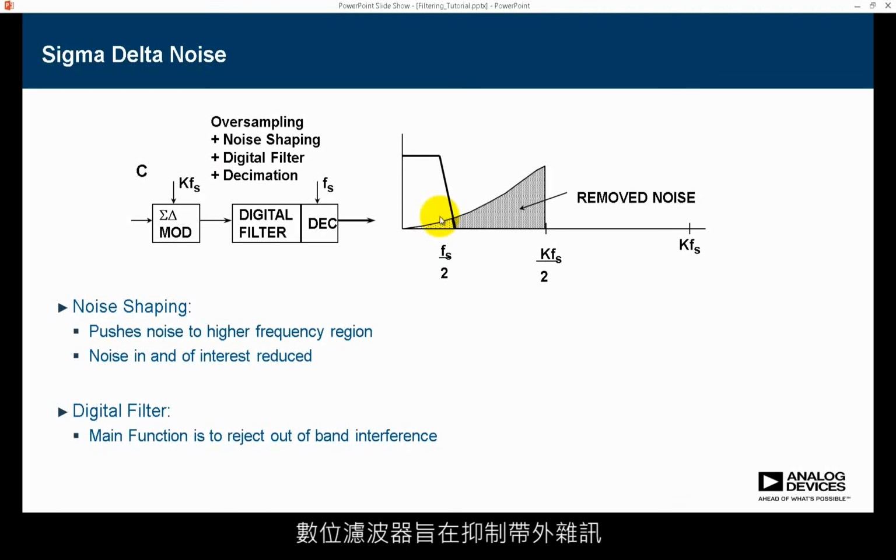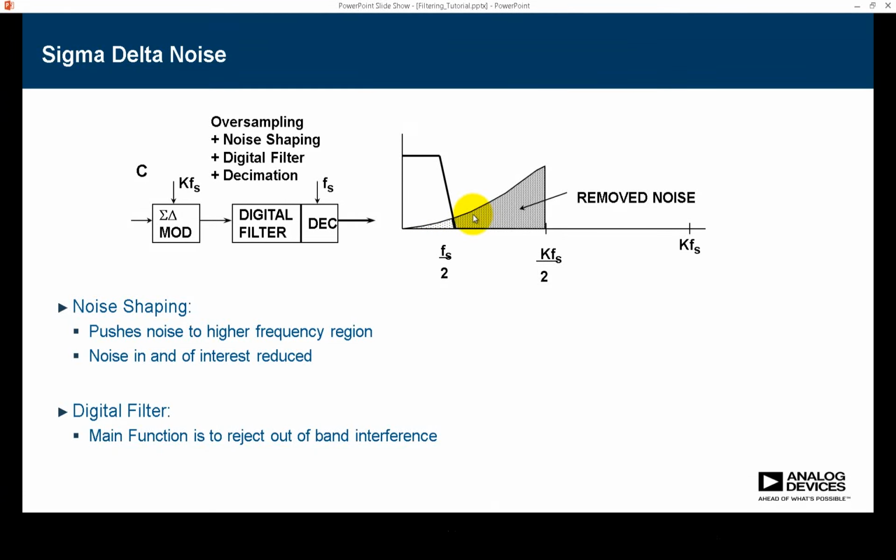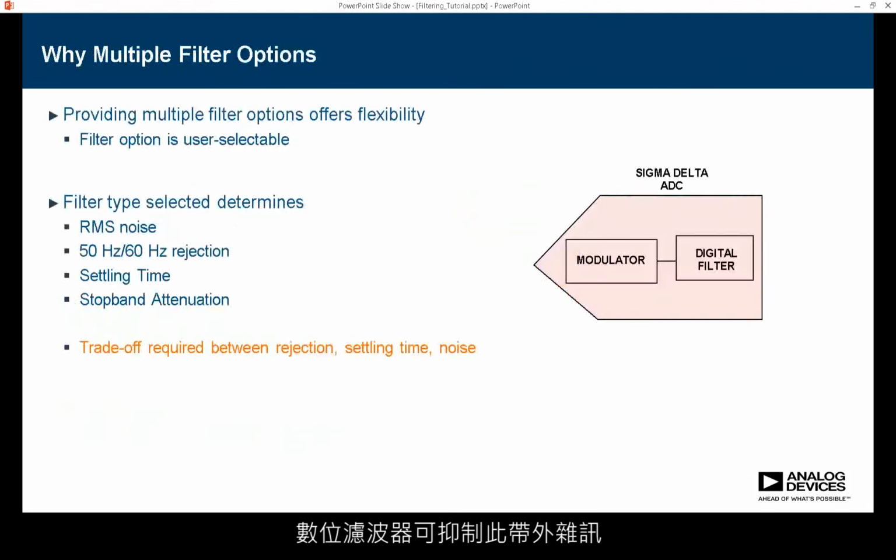The main purpose of the digital filter is to reject out-of-band noise. A Σ-Δ modulator performs noise shaping, so the noise in the band of interest is reduced and the noise is pushed to a higher out-of-band region. The digital filter will reject this out-of-band noise.